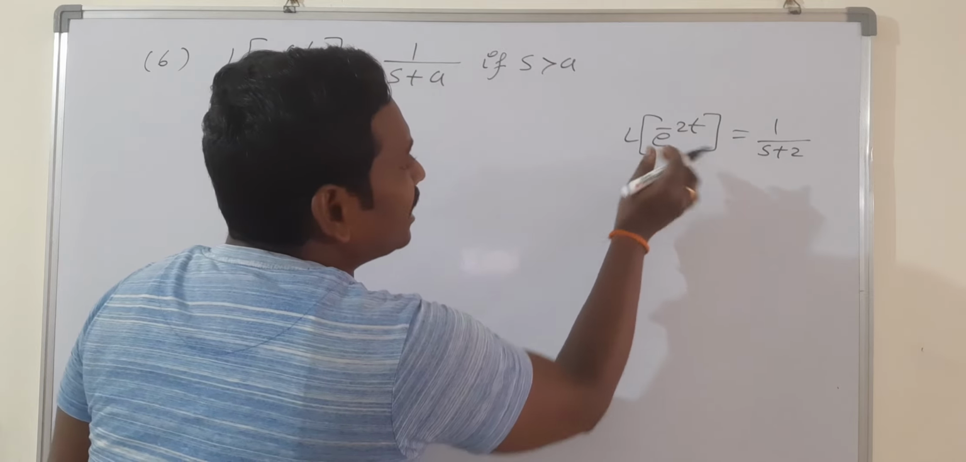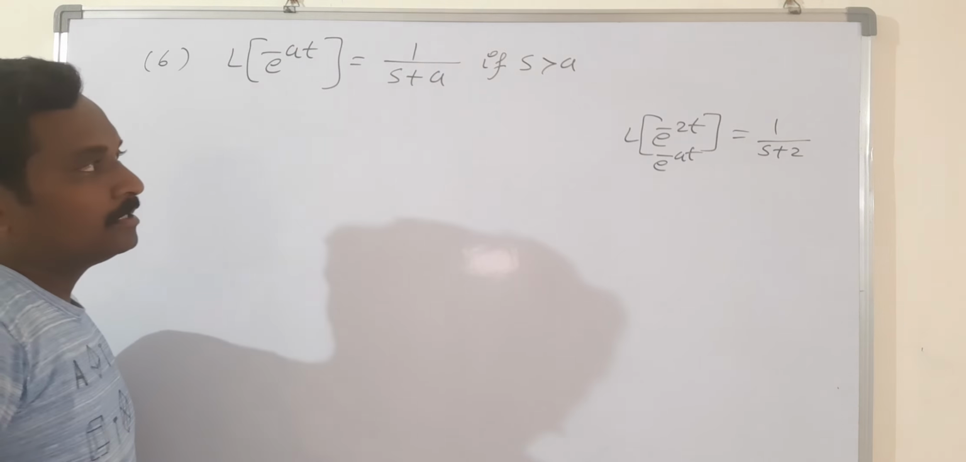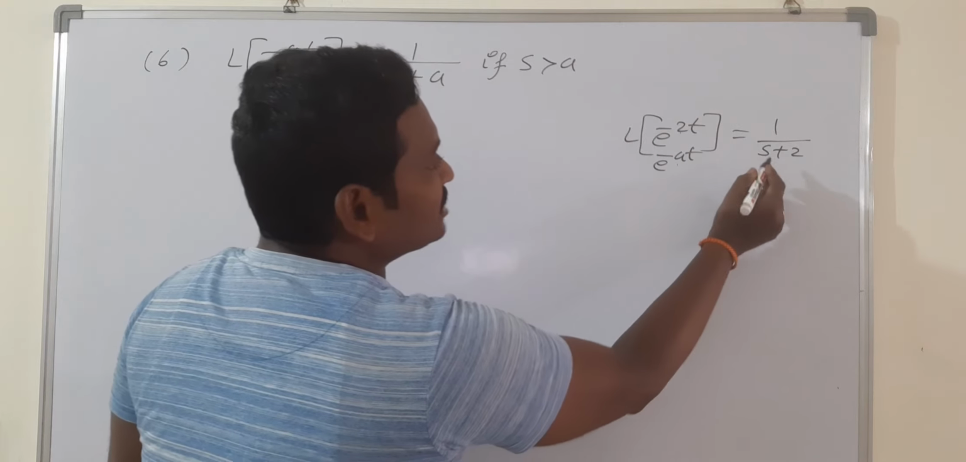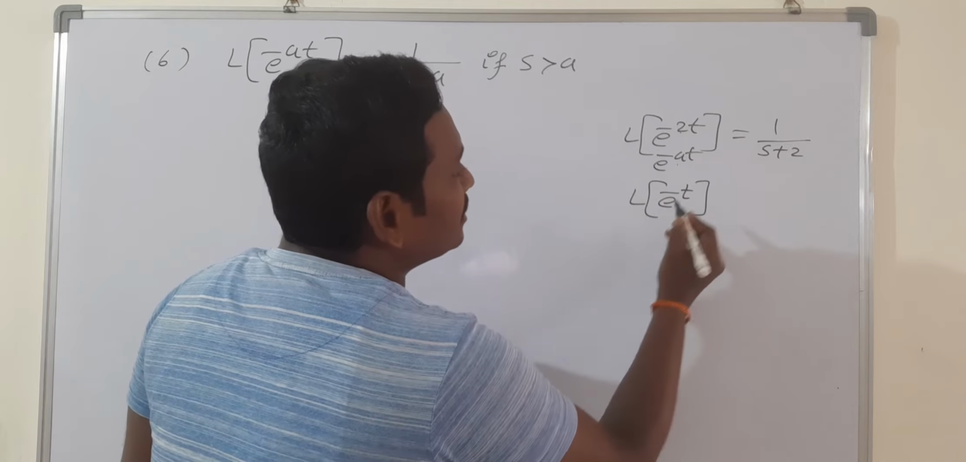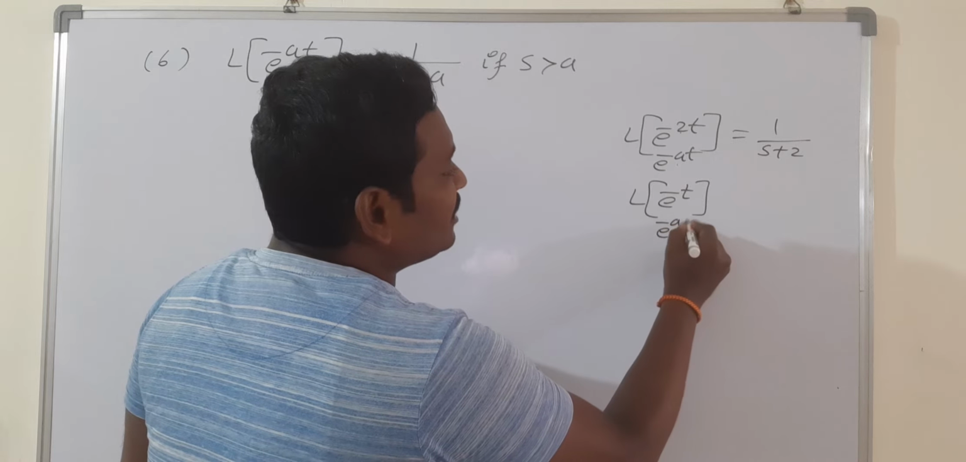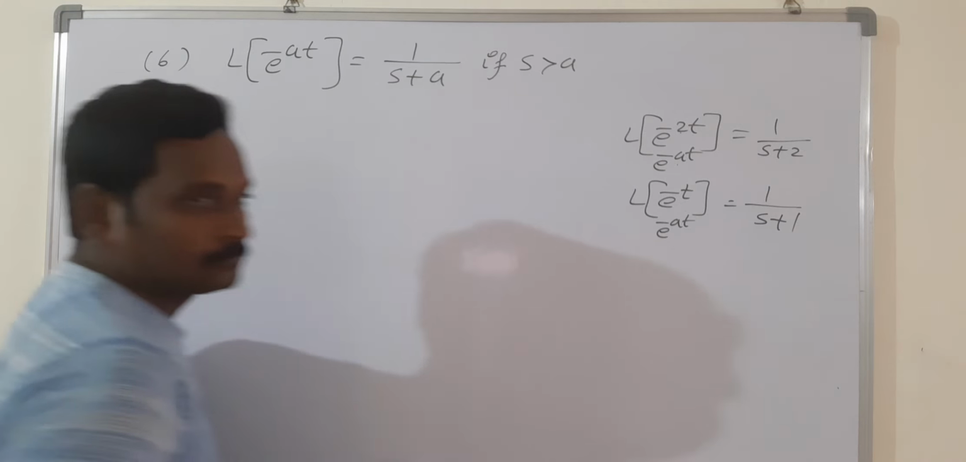Always we have to compare with the original structure e power minus at. Here we have a is equal to 2. That's why it becomes 1 by s plus 2. Suppose we have to find out L of e power minus t. This is also in the form of e power minus at. So that's why it is 1 by s plus 1.